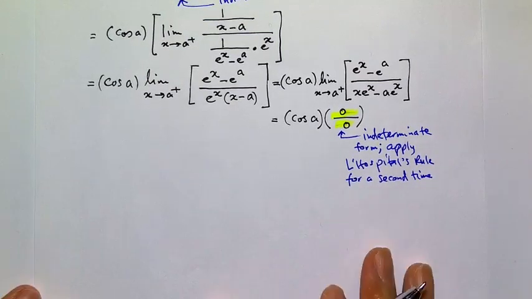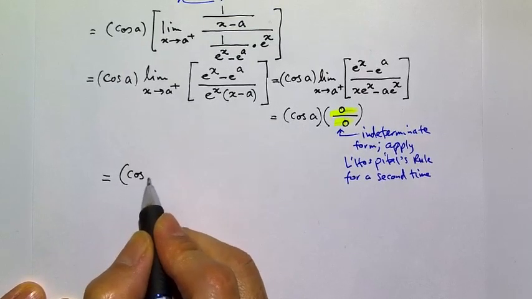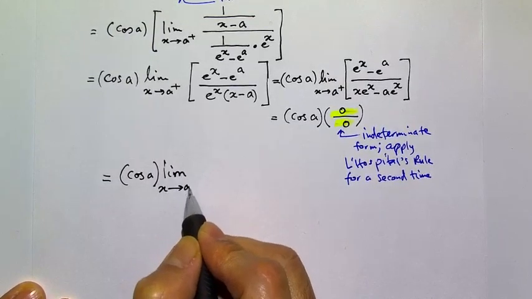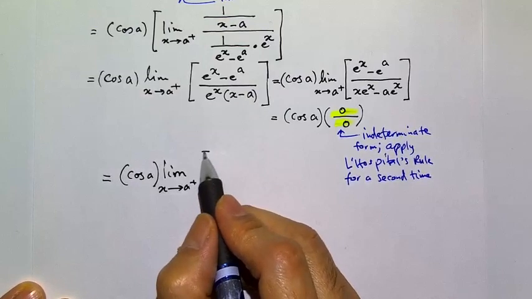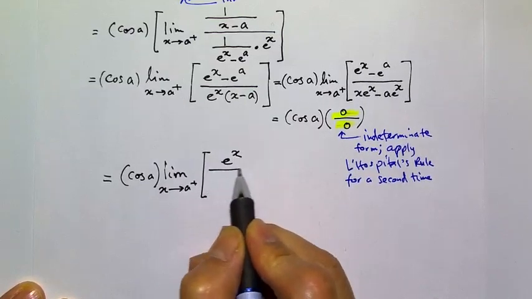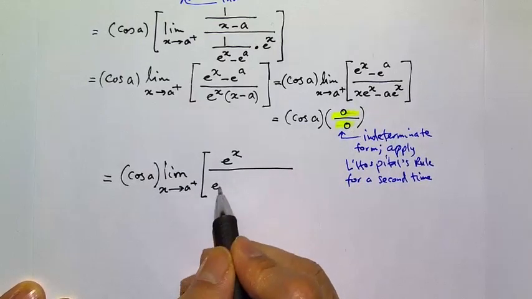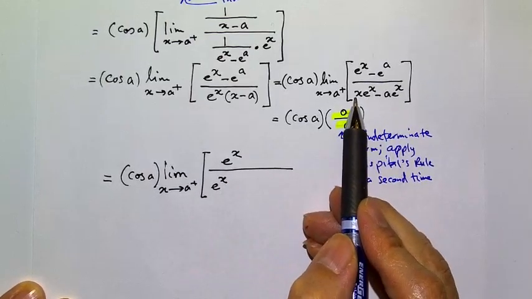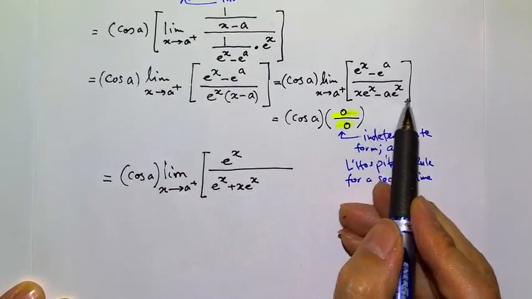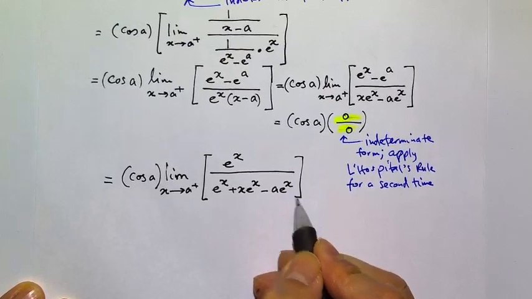Okay, so we end up with another neat little expression. And this time it'll be the derivative of the numerator, which is just e to the x. The derivative of the denominator, that would be 1 times e to the x, which is e to the x, then e to the x times x, which is plus x times e to the x, and minus a times e to the x. Like that.